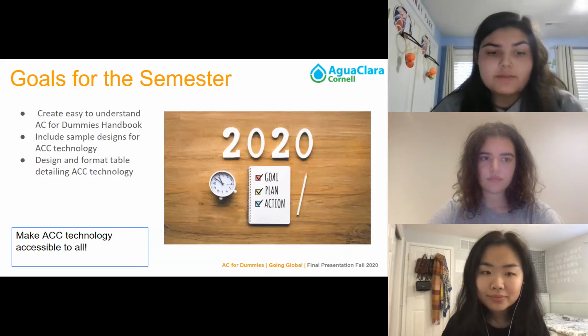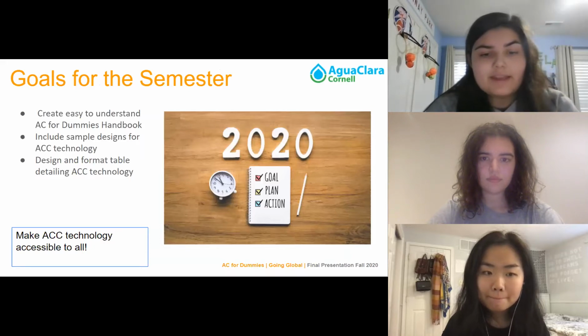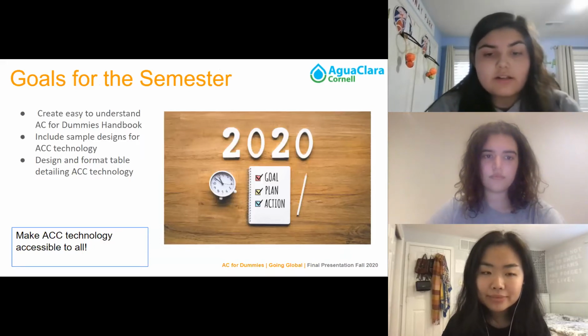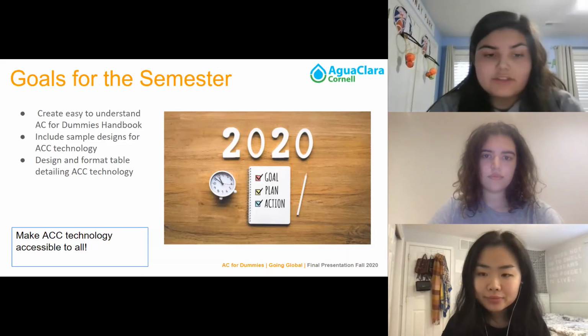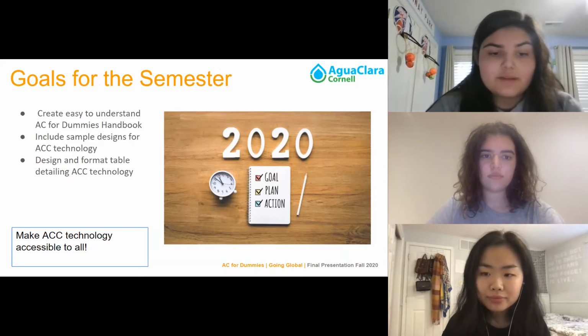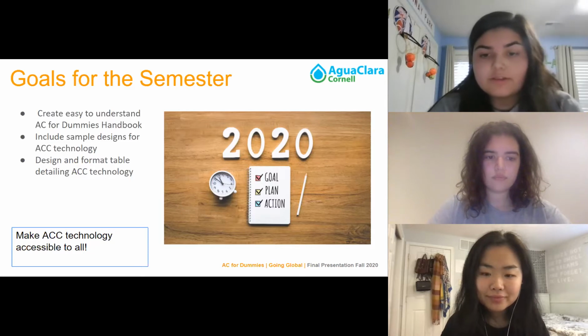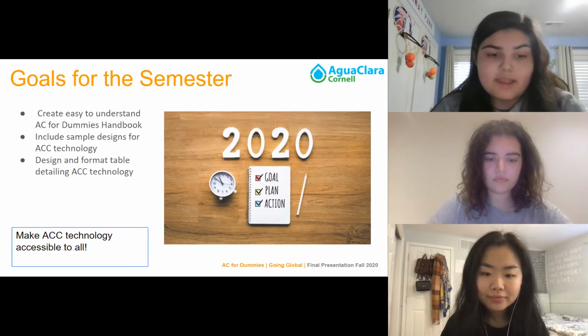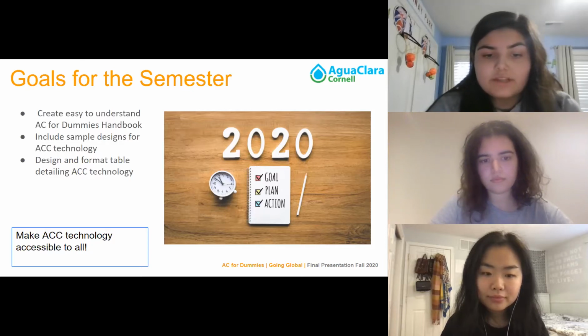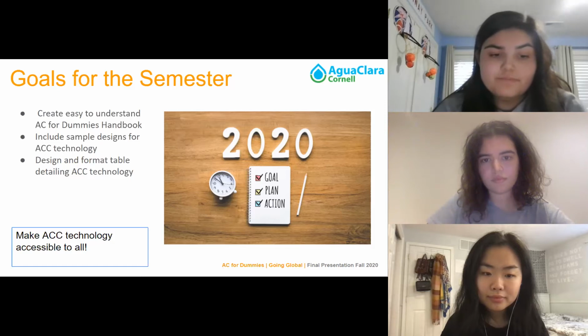So our goals for this semester included designing and formatting a table detailing autoclave technologies and plants. Our table will be placed where interested parties can find specific numbers about turbidity, dissolved organics, the amount of water treated, the number of people served, as well as other parameters so that they can make an informed and easily determine when to use what technology.